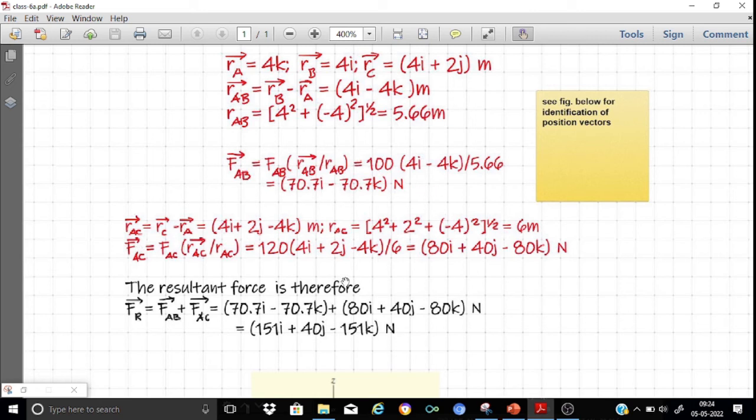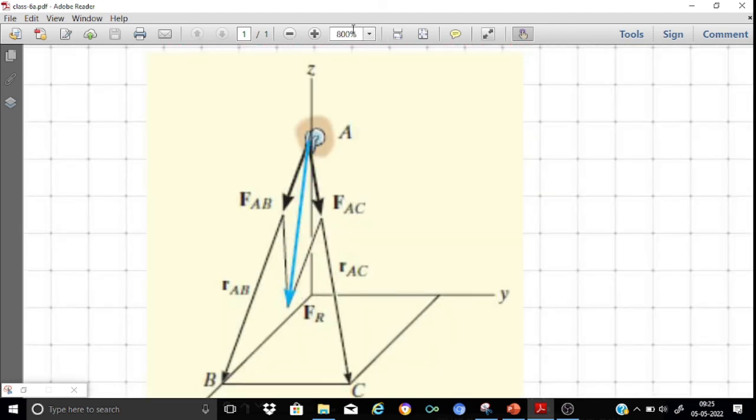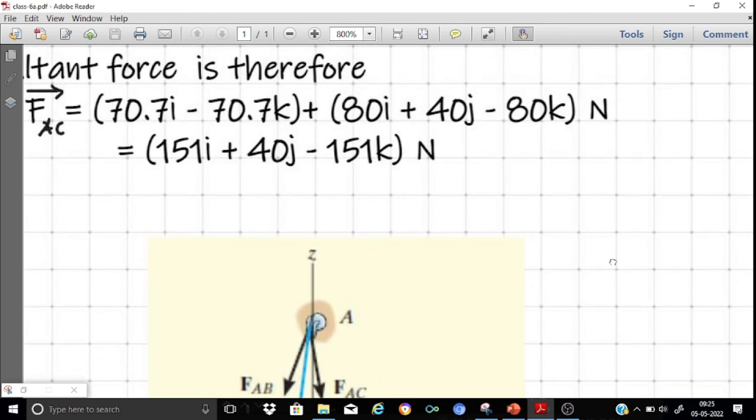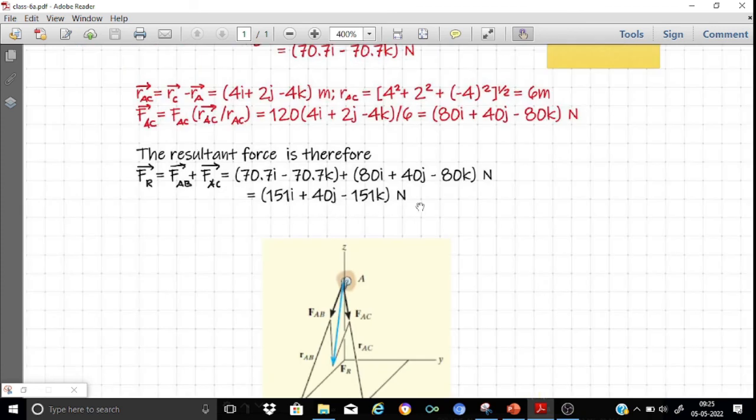So it is easy for us to obtain the resultant force that is acting on the hook, vector FR, as vector FAB plus vector FAC. Adding vector FAB and FAC, which are already available in the Cartesian formats, we obtain the resultant force as 151i plus 40j minus 151k. This is what is indicated in the sketch. This is our vector FAB and this is our vector FAC, and obviously you can complete a parallelogram, and the diagonal of this parallelogram will represent vector FR, whose expression in the Cartesian vector format is given here as 151i plus 40j minus 151k.